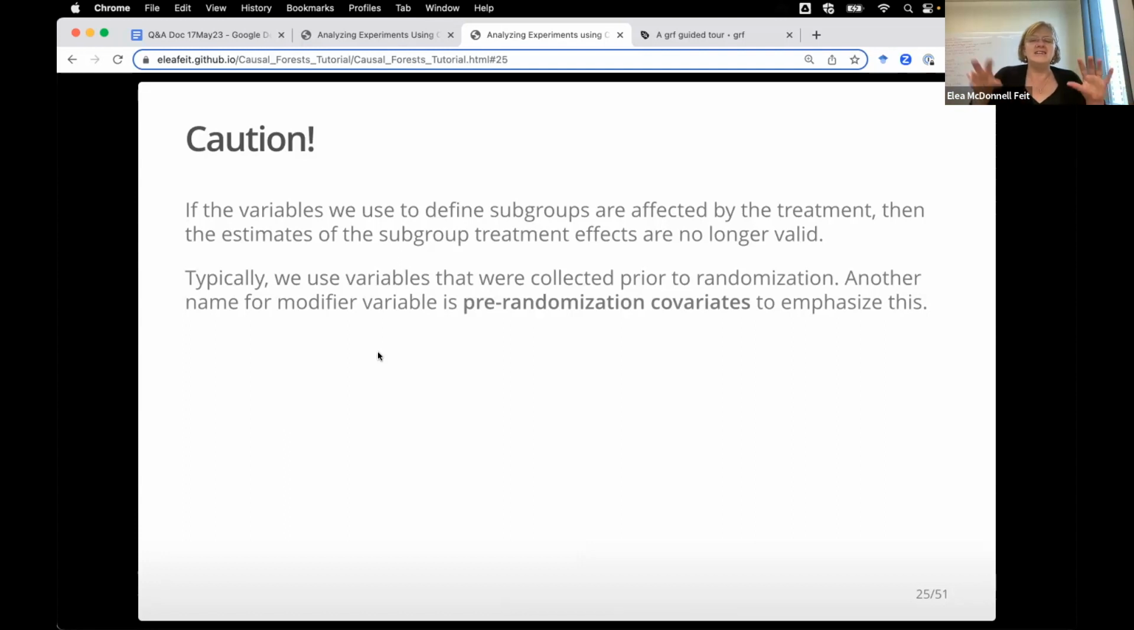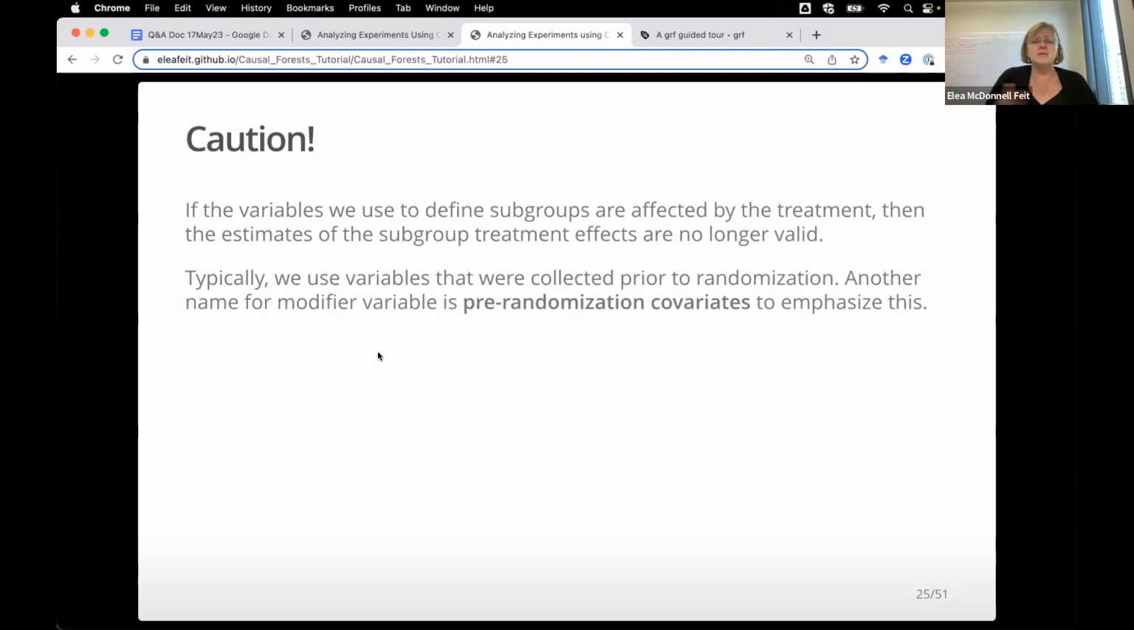So you can't use things that happened after the treatment was assigned, because those are all plausibly affected by the treatment. For instance, we can't use the weight at day 10, which is in our data set. We should not use that as a subgroup definer, because the weight at day 10 could have been affected by the treatment, which began at day 0. And so we shouldn't use that variable.